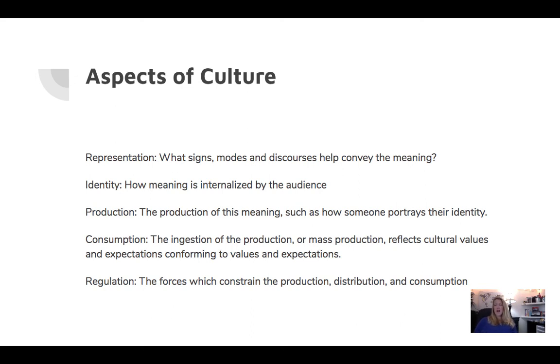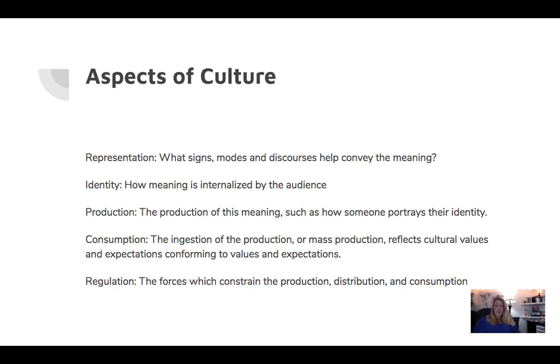Identity is how meaning is internalized by the audience. What identity do you relate to in our culture? In Southern California, as a student, as an athlete, as a worker. Production is the production of this meaning, such as how someone portrays their identity. Think of what stands out as surfer wear or athletic gear or stay-at-home mom looks. What do we expect in forms of production to represent a certain type of culture?